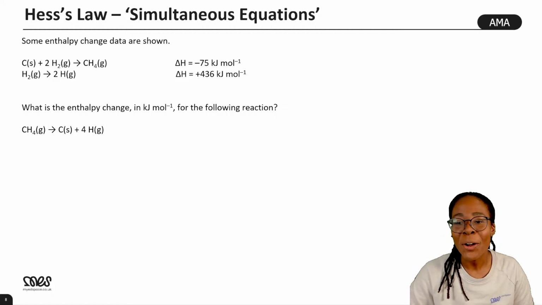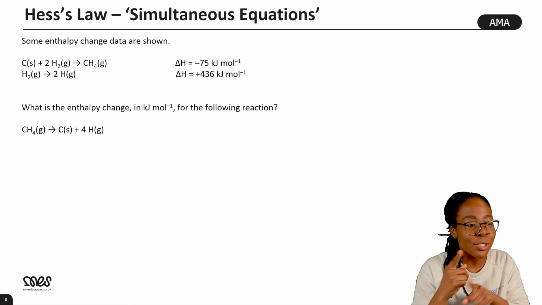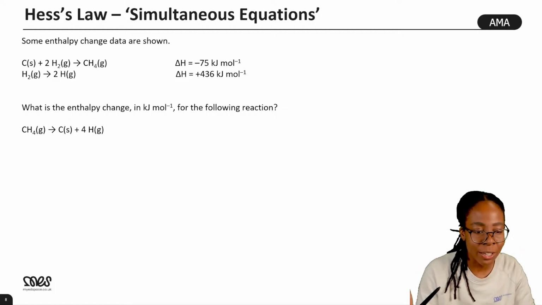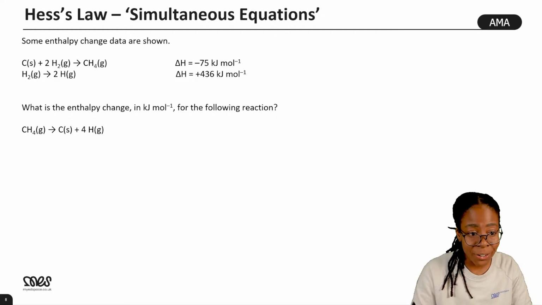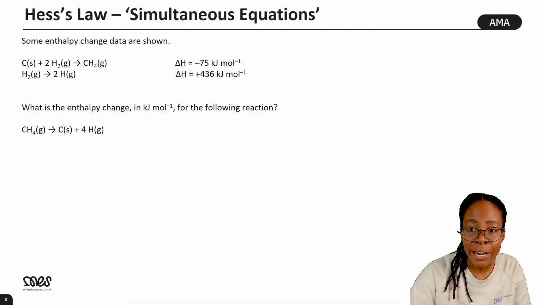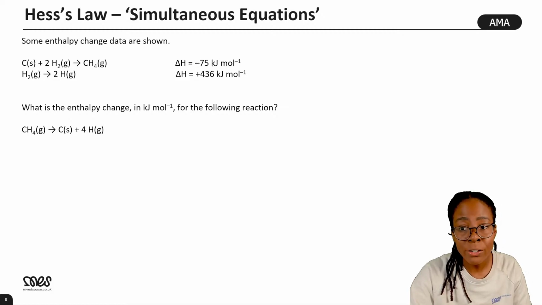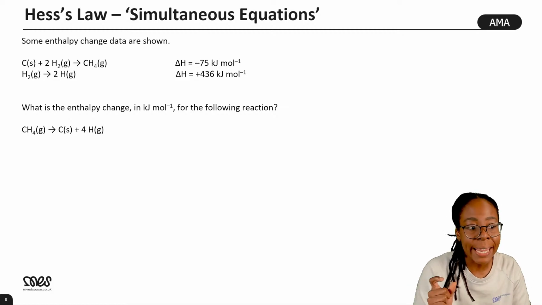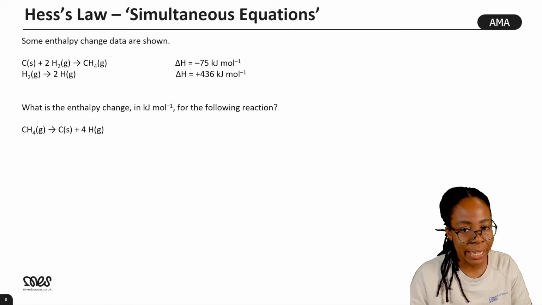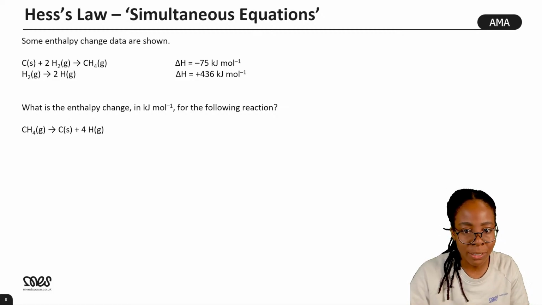Oh. So we can kind of switch, reverse, and scale up the equations as needed to give us the overall equation, okay? Because the direction of the reaction will give us the sign of the enthalpy change. And if we scale it, then that's also going to scale the enthalpy change. So let's do this one here.